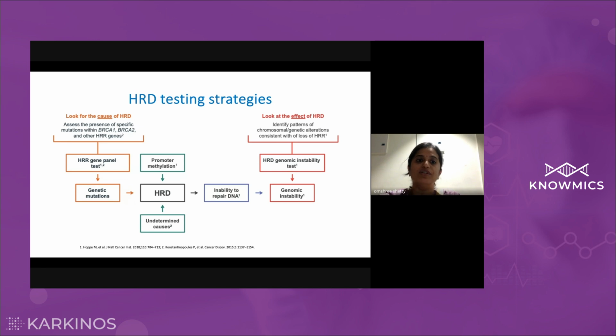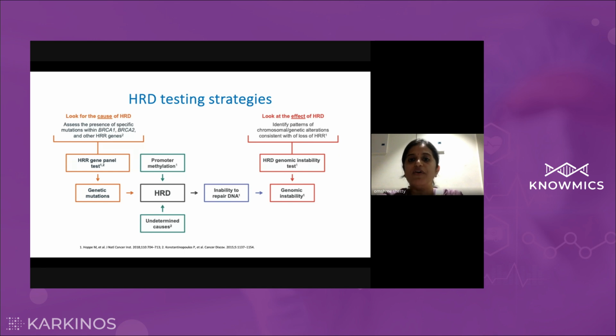One is to look for the cause of HRD, the other is to look at the effect of HRD. So, how are we looking for the cause of HRD? We can assess the presence of specific mutations. Either you look for BRCA1, BRCA2, or any other HRR pathway related gene, which we can do with the HRR gene testing panel, where we are specifically looking for specific mutations.